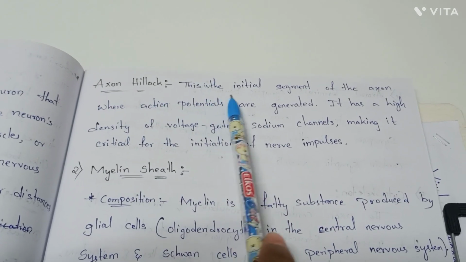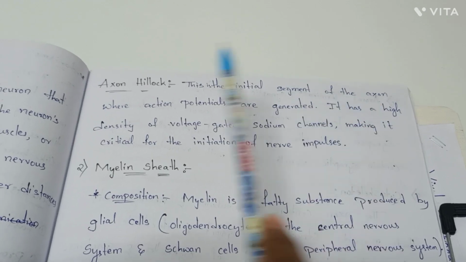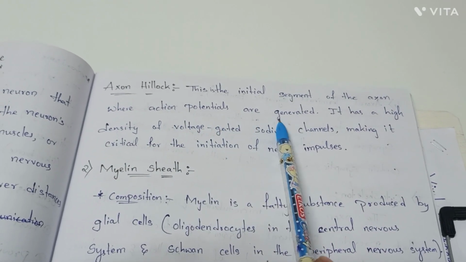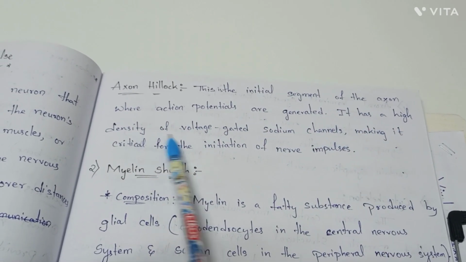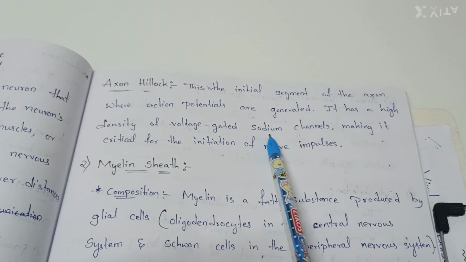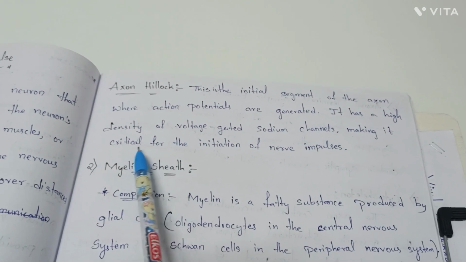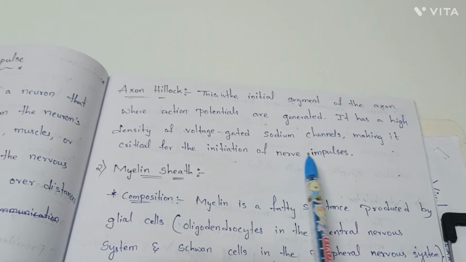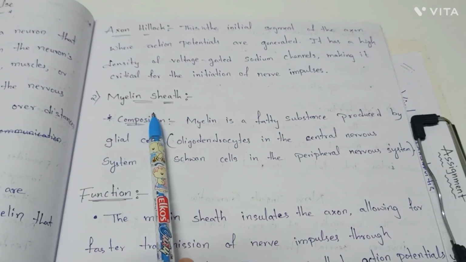Axon hillock. This is the initial segment of the axon where action potentials are generated. It has a high density of voltage-gated sodium channels, making it critical for the initiation of nerve impulses.